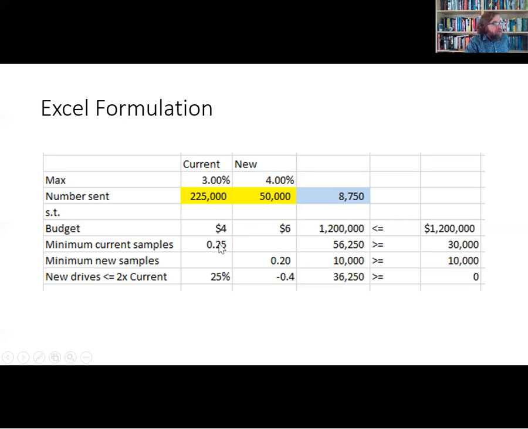We have 0.25 times the number of current, gives us 56,000, has to be greater than or equal to 30,000. And then 50,000, the number of new customers we reach out to, times 0.2 gives us 10,000, which has to be greater than or equal to 10,000. And then this ratio constraint here, we have 0.25 times the number of current, and then we have minus 0.4 times the number of new customers. That gives us 36,000, which should be greater than or equal to 0.